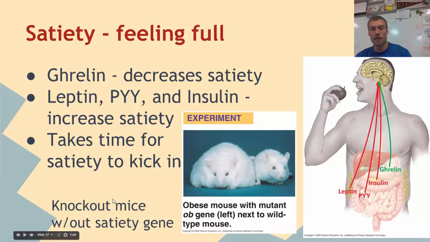Right here, we've got some knockout mice. This one does not have the satiety gene, while this one does. And so you can see that that mouse has eaten a lot of food and has become rather large.